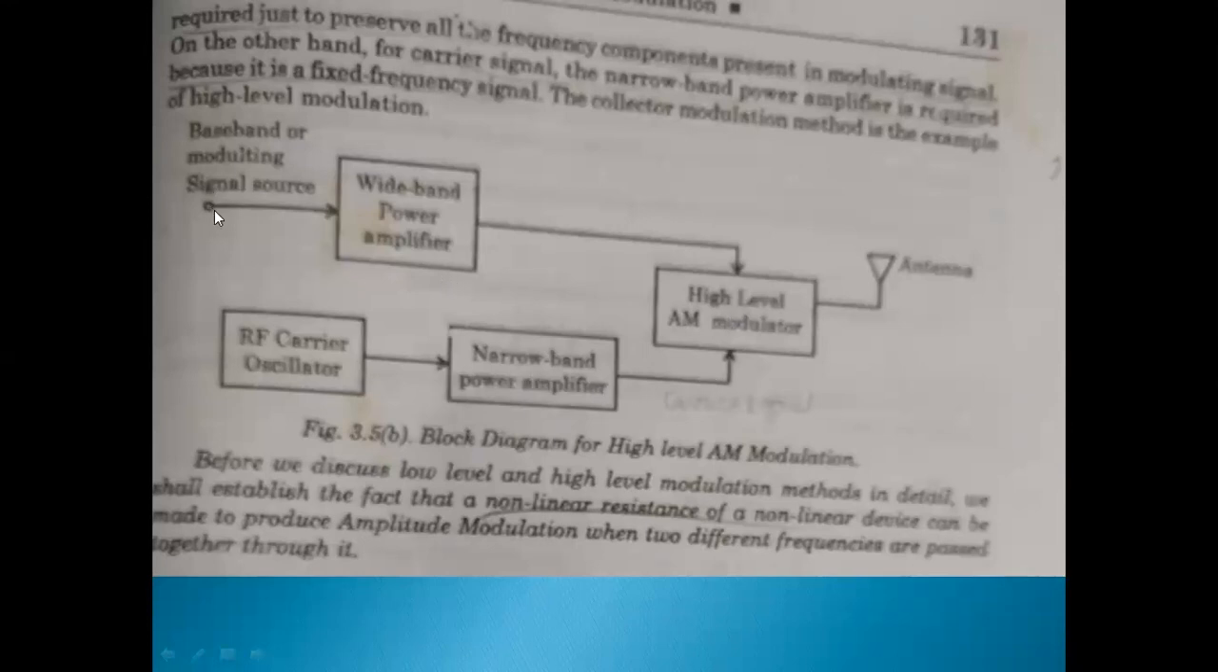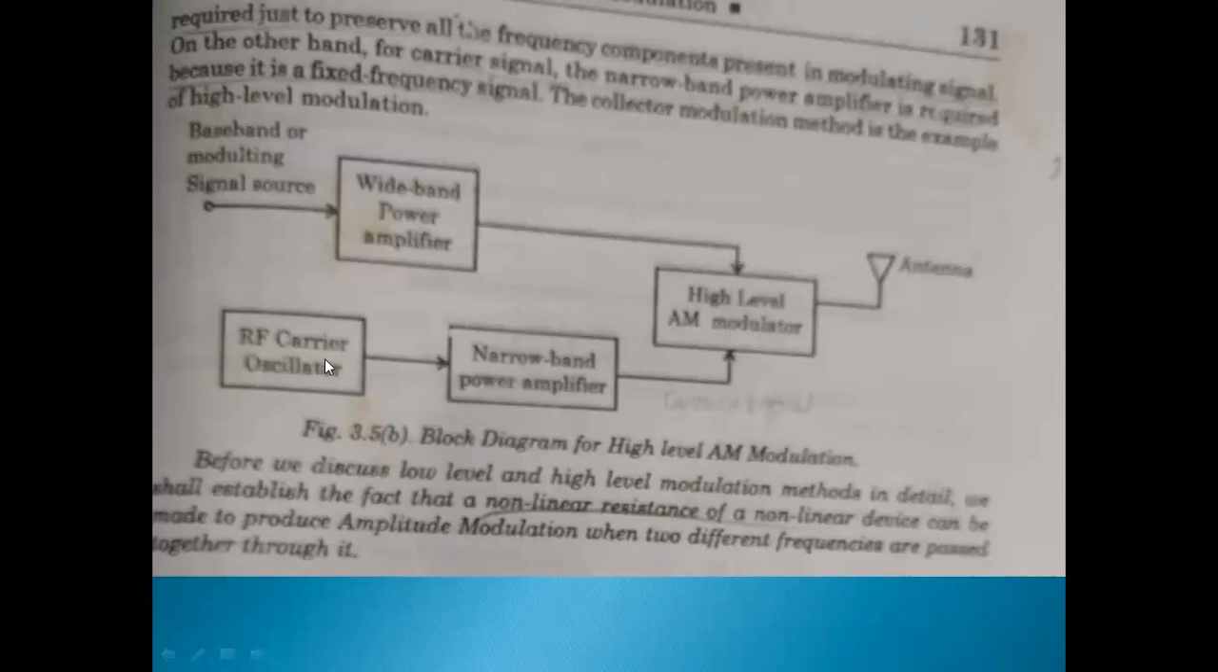Here what we are doing is, the modulating signal is power amplified and given to the AM modulator, and the carrier signal is also power amplified and given to the AM modulator. Observe that the modulating signal is given to the wideband amplifier. In the wideband power amplifier, generally a class C power amplifier is used. The class C power amplifier is used as wideband because the modulating signal is a low frequency signal, so it should be a wideband signal. That's why class C power amplifier is used, then the signal is given to the AM modulator.